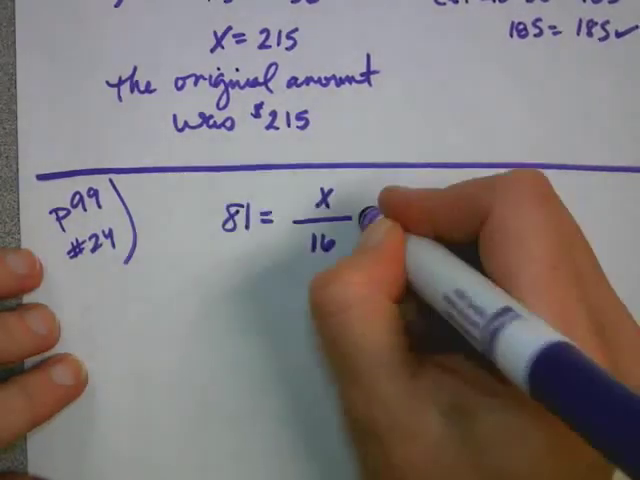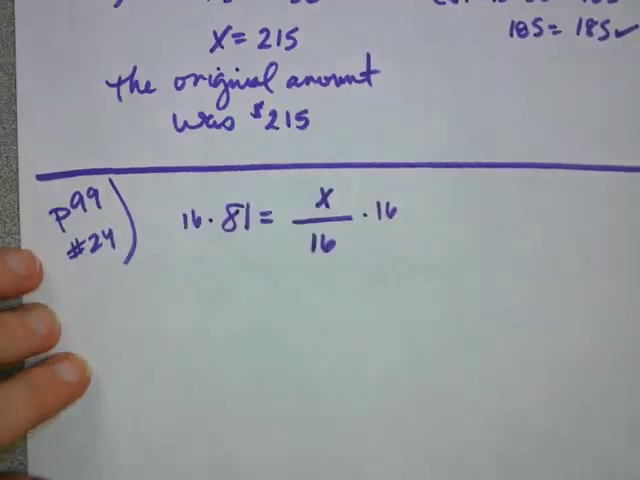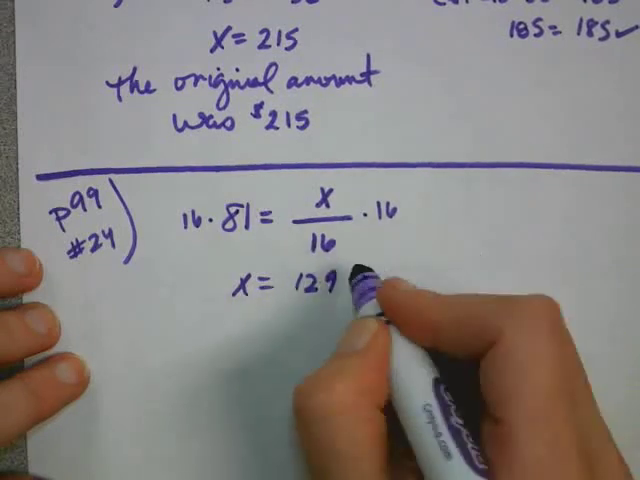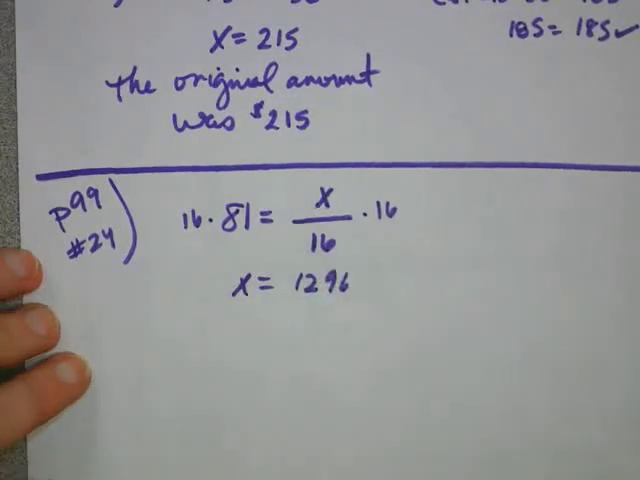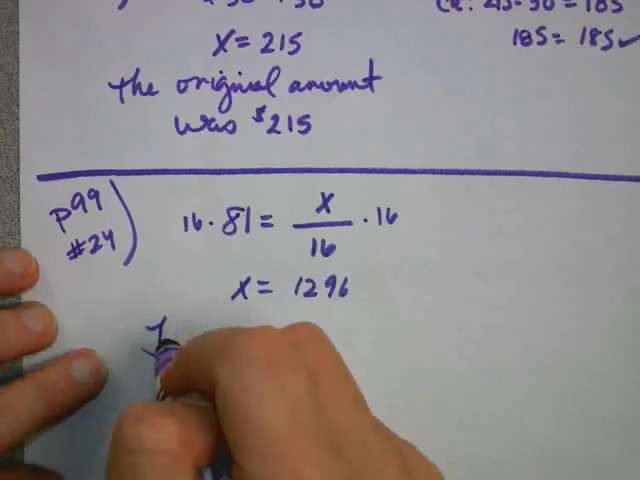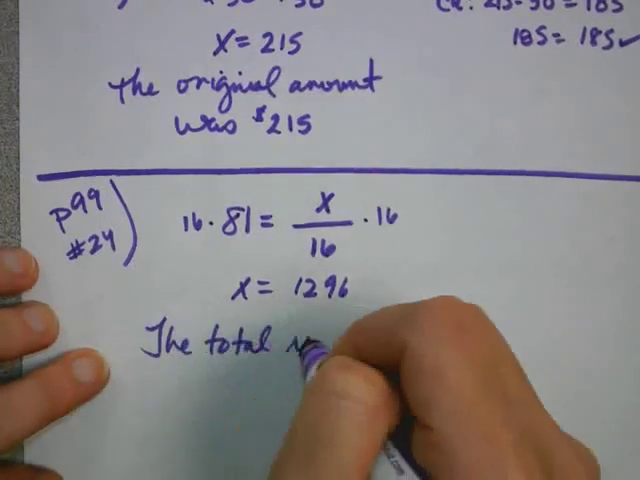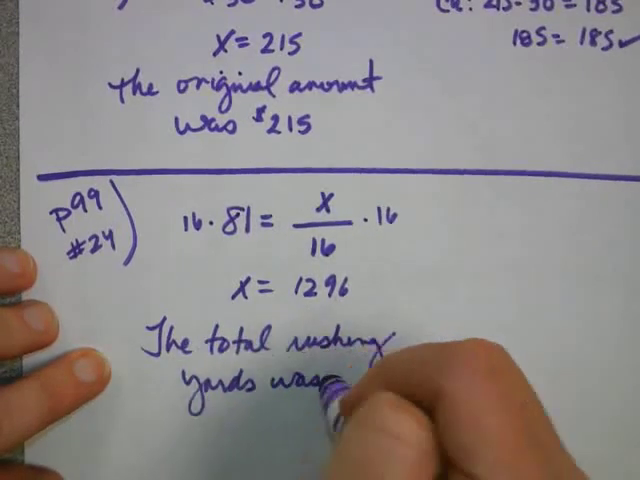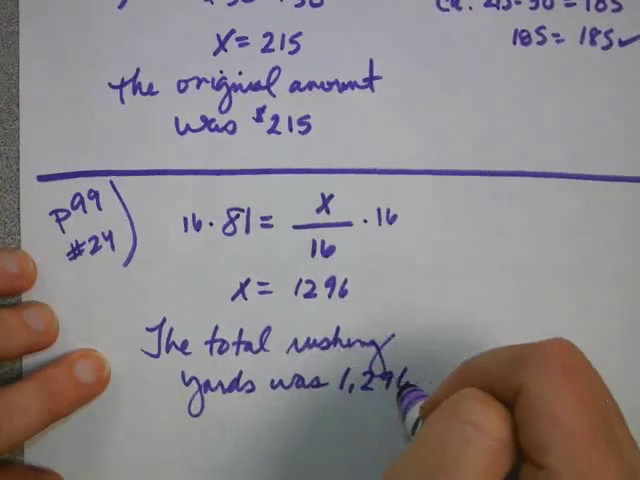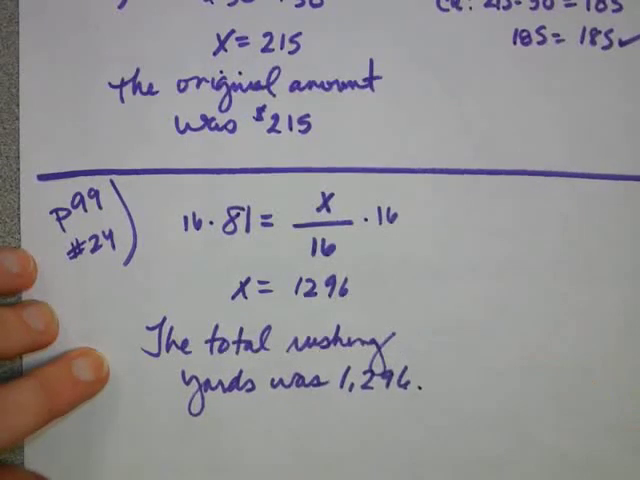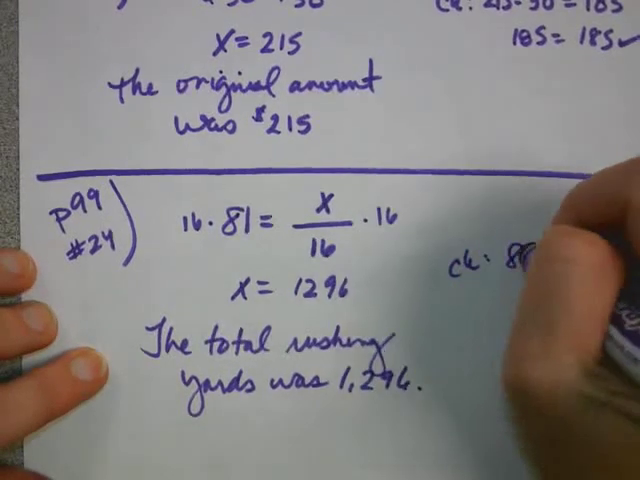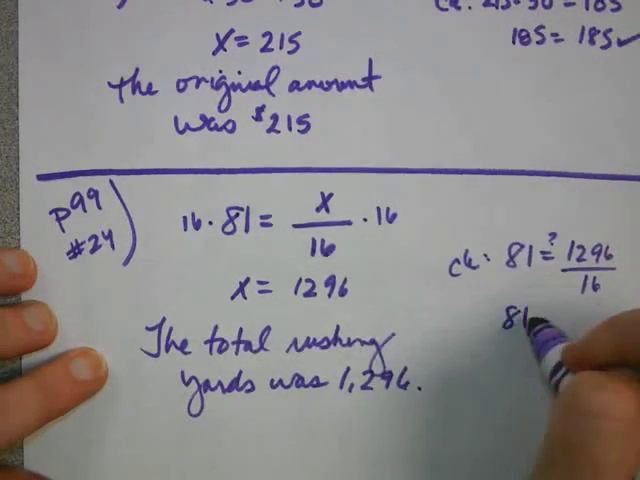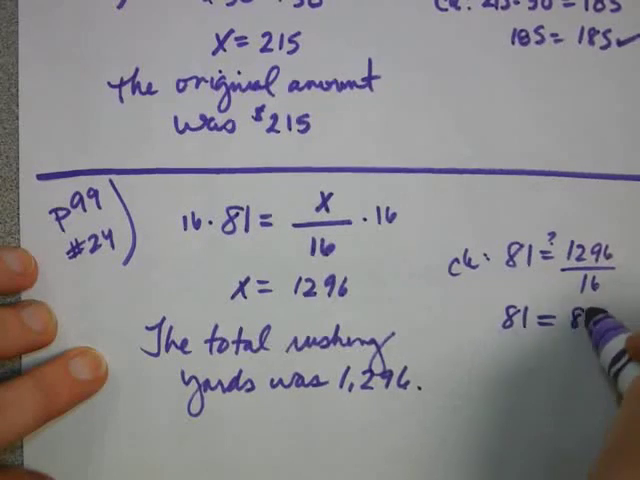How do I solve it? I multiply both sides by 16. And using my calculator or my great math skills, that's 1,296 yards. And this was a word problem. So I'm going to say the total rushing yards was 1,296. Okay, and you can do a check. 81 equals question mark 1296 divided by 16, and on my calculator, I'm checking it, and yes, it works.